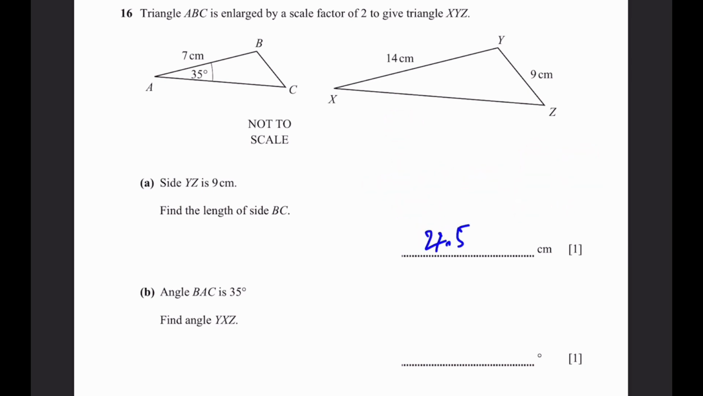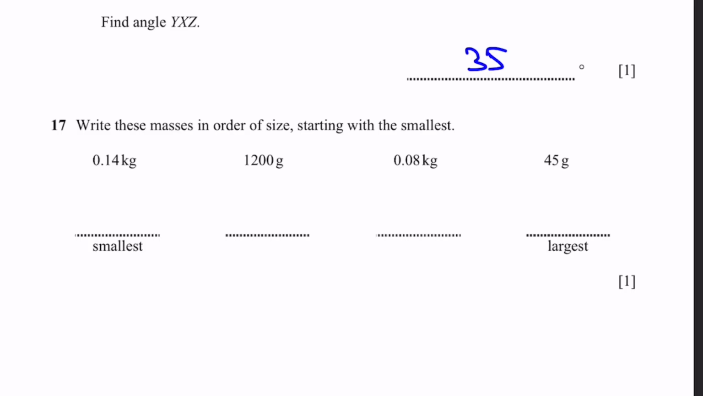That's the answer. B. Angle BAC is 35 degrees. Find angle YXZ. Well, even though it's enlarged by a scale factor of 2, the angles always stay the same. So if we take this angle 35, then this angle is also 35 degrees. That's the answer.